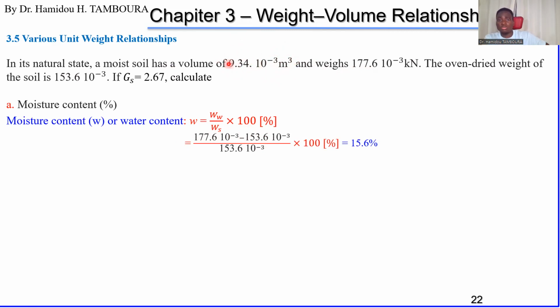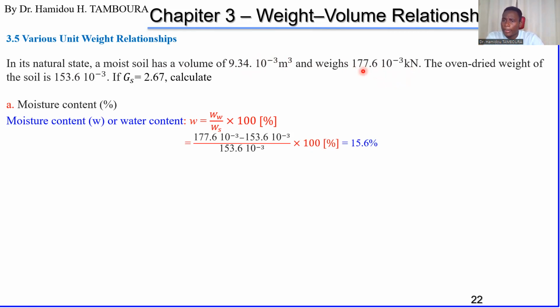This volume and this weight are both for the wet soil. It means this volume is the volume of soil plus the volume of the water that is in the soil plus the volume of void, since maybe the soil is not 100% saturated. And this weight is the weight of the solid grain and the weight of the water, because this is the wet weight.